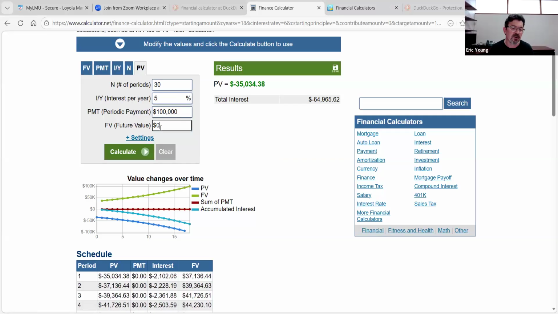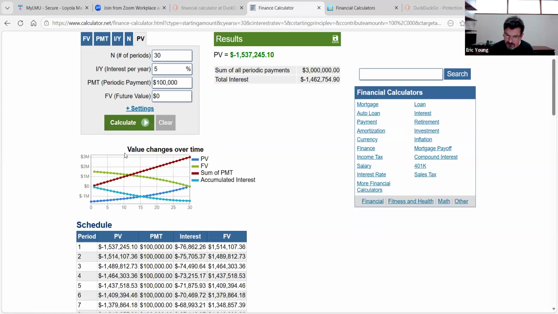So look what we're telling the software here. We're saying, hey, software, how much money do we need today at the present moment in order to generate $100,000 a year for 30 years when our nest egg can grow at 5%? Hit calculate, and there's the number.